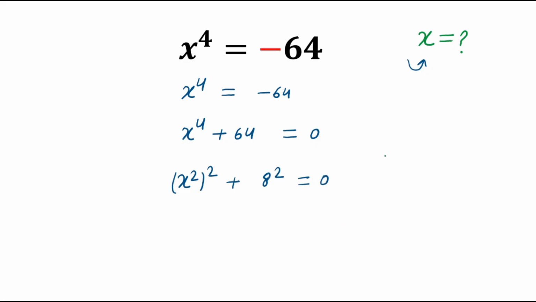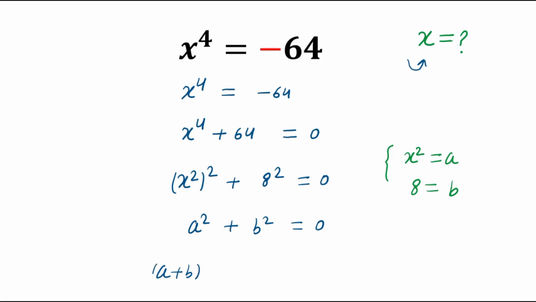Here we will apply substitution. If we substitute x square equals a and 8 equals b, then on the left hand side x square is replaced by a square plus b square, where 8 is replaced by b, and this is equal to 0. Here a square plus b square, and we know that a square plus b square is (a plus b) whole squared minus 2 times a b, and this is equal to 0.